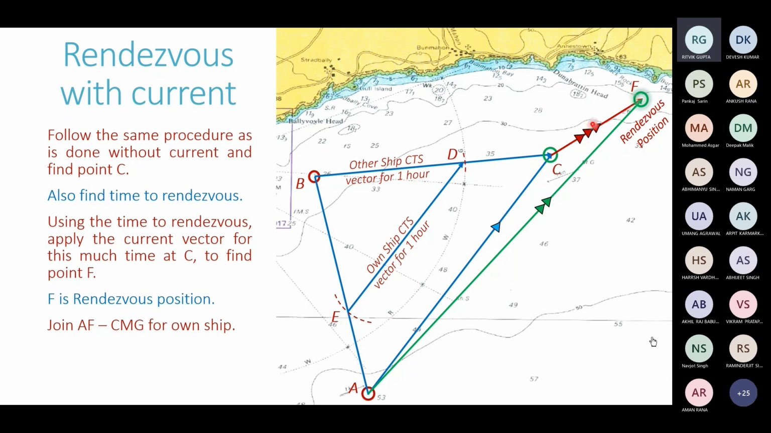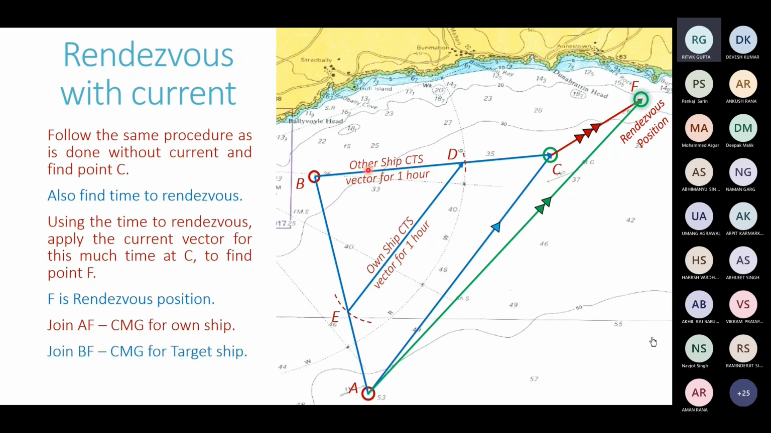Charlie to Foxtrot, the red vector, is the current vector. And we know the resultant of the course to steer vector, the blue vector, and the current vector, the red vector, is the CMG vector. So the green vector, Alpha to Foxtrot, which you see here, is our course made good vector.